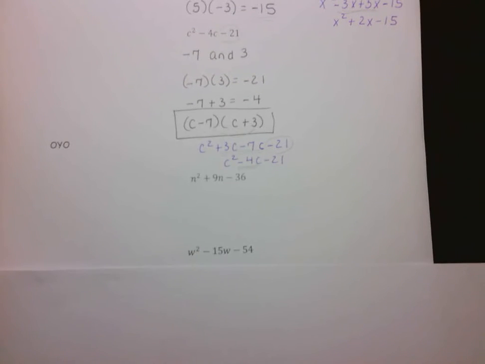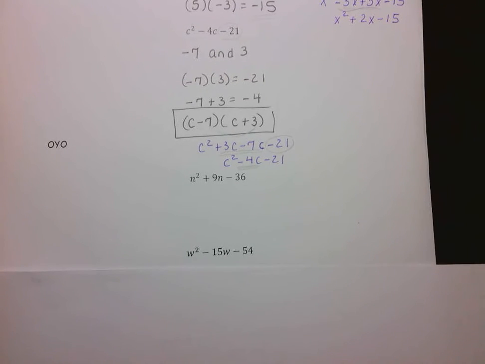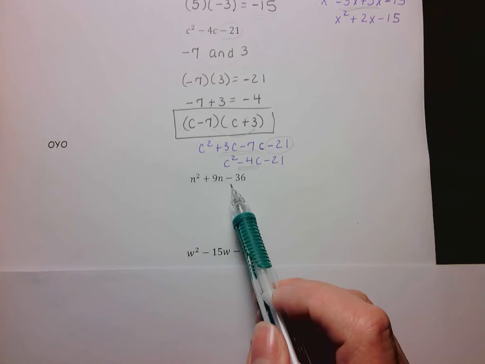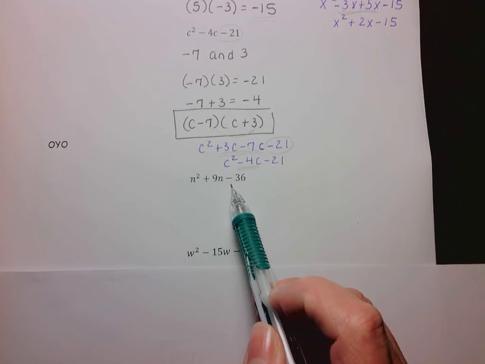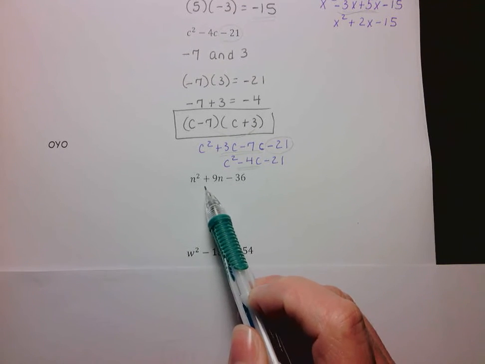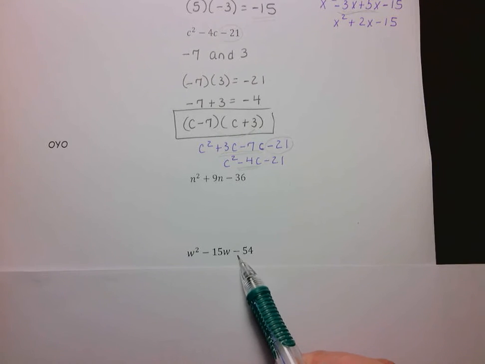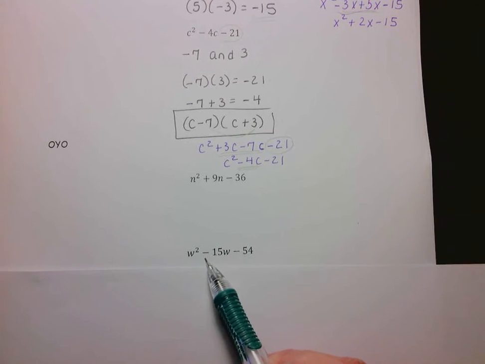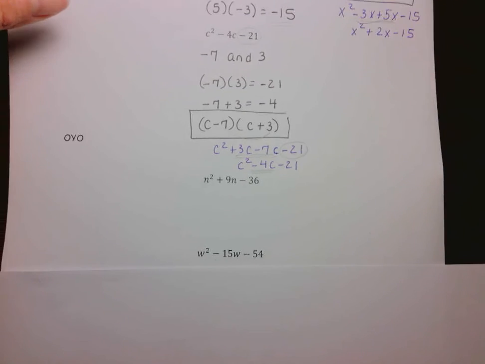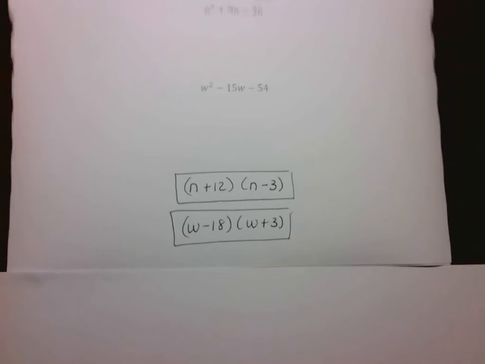Go ahead and hit pause and work on these two on your own. And watch the signs and think about what these signs are telling you about the factors. This is telling me the signs of the factors must be different and the larger one must be positive. Here, the signs of the factors must be different, but the larger one must be negative. And here's the answer.